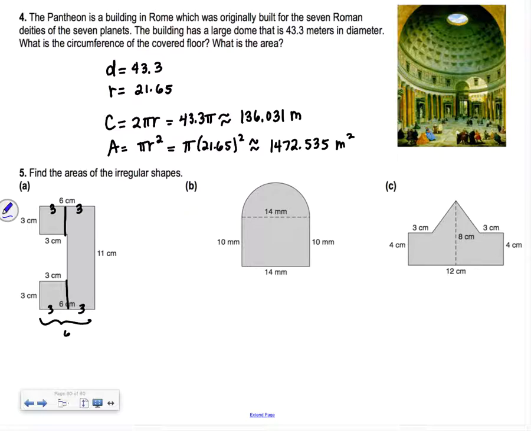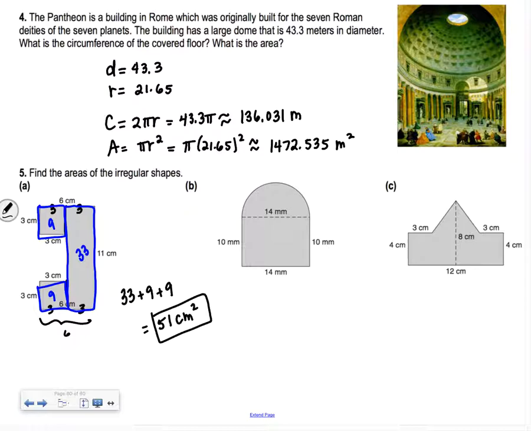So the area of this big piece is 3 by 11, so it's 33. The area of this smaller one is 3 by 3, so it's 9. And the area of this one is 3 by 3, so it's also 9. So the area of the whole thing is 33 plus 9 plus 9. So 33 plus 18. So it's 51 square centimeters. So what that means is if we had these little bitty squares that were 1 by 1 centimeters, we would be able to fit 51 of them in there.